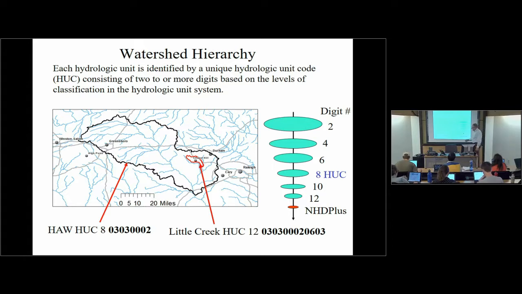In this case, there's a HUC 8 unit, 03030002, which means it gives designated values for each of the first four levels. And then this is a HUC 12 unit, which means it has designated values for the last two. So there's this whole hierarchical system in increasingly small unit areas.